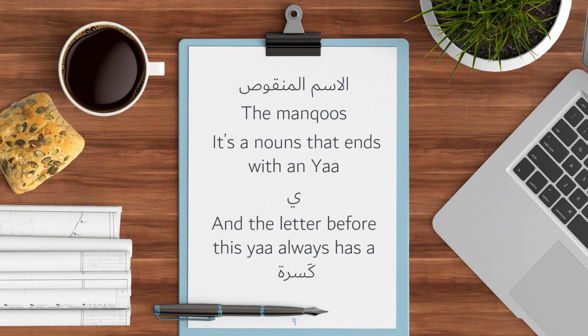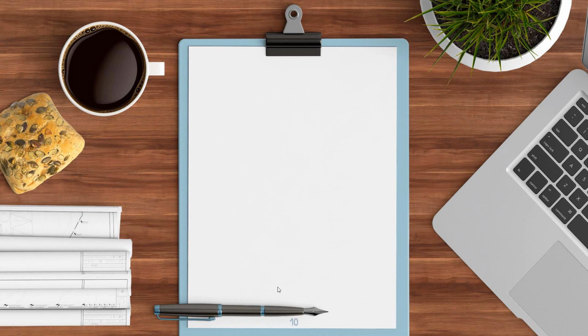Let's continue to al-ism al-manqoos. Al-ism al-manqoos is a noun that ends with a ya, and the letter before this ya will always have a kasra. Now, let's see some examples.